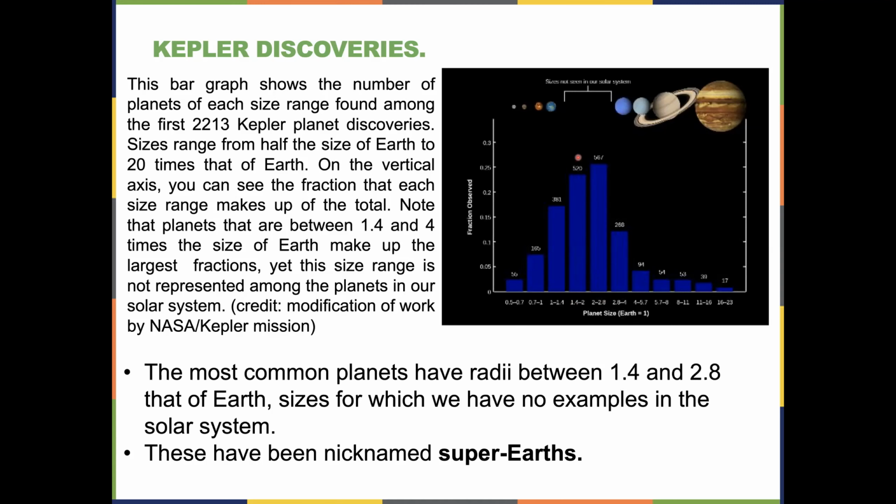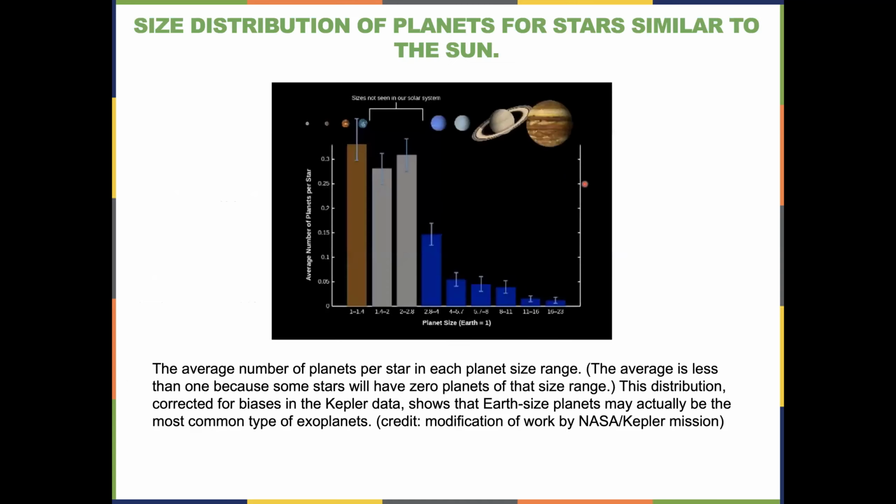And interestingly, planets of this size do not exist in our solar system. Here are the planets in our solar system, right? And you can clearly see that in this particular area, you can't see anything in our solar system, which is kind of interesting. And these types of planets, which are larger than Earth, or the planets under these two bars, we call super Earths because they are larger than Earth, right?